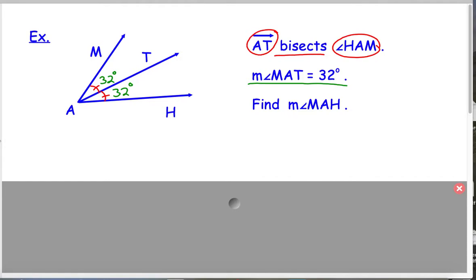Now, what do they want us to find? They want us to find the measure of angle MAH. Well, where's that? M to A to H. That's this entire angle, the whole thing. So I'm just going to add the 32 plus the 32, and that gives me 64. So the measure of angle MAH is 64 degrees.